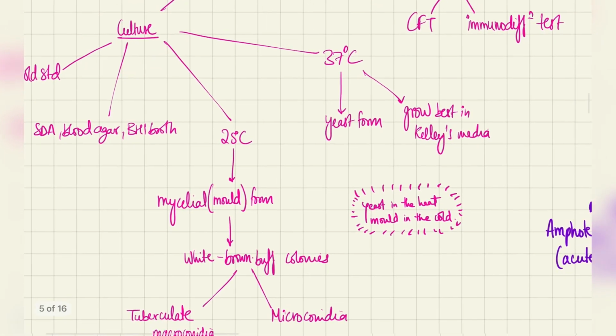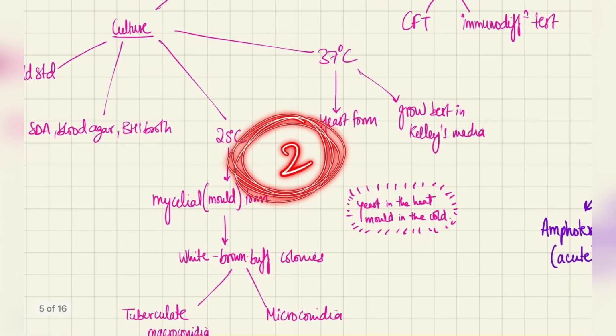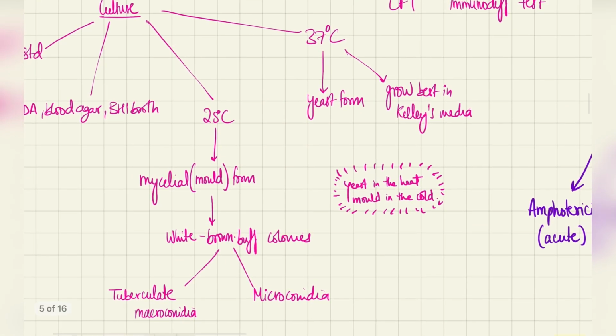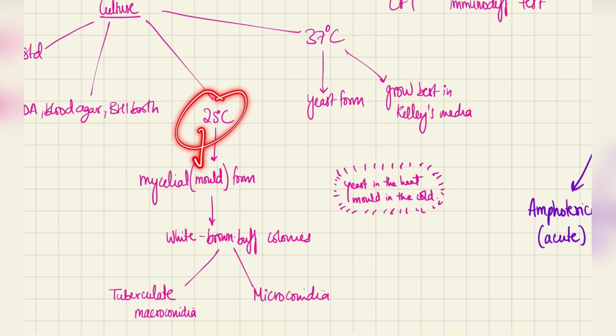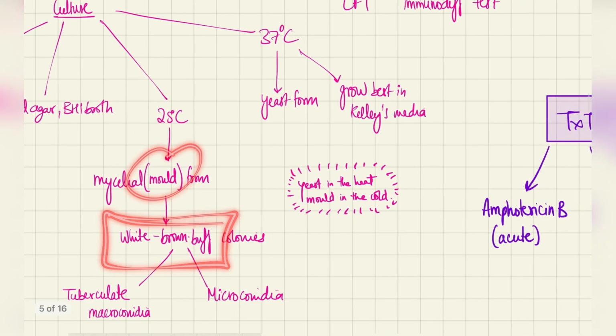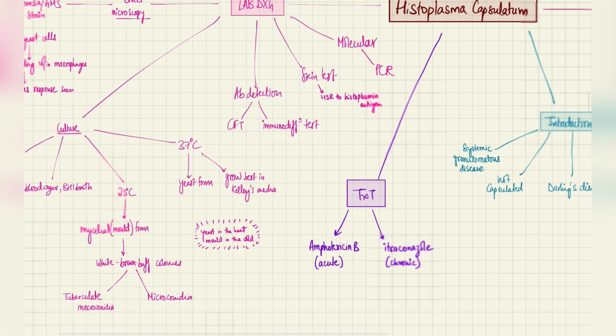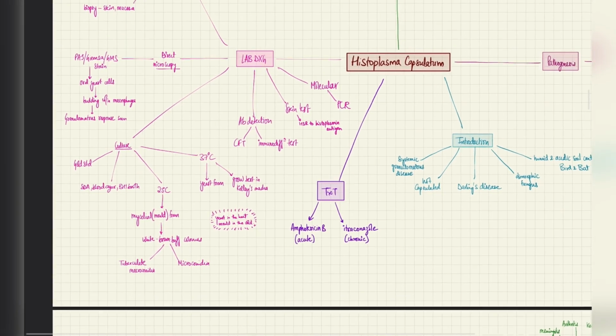Under culture, you'll see two forms. The most important point you can take from this video: yeast in the heat, mold in the cold. 25 degrees Celsius mold form, 37 degrees Celsius yeast form. The mold has white, brown, buff colonies. Okay, and that's probably it. Nothing much to remember.